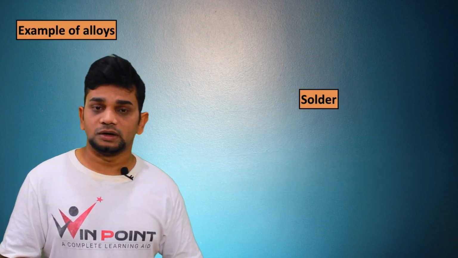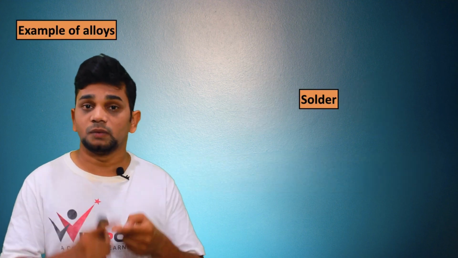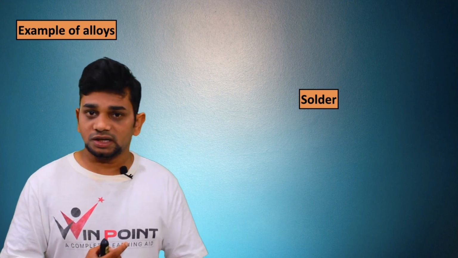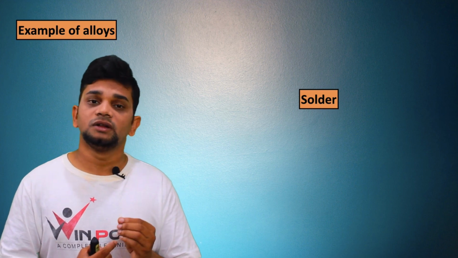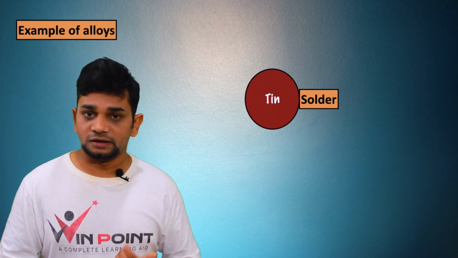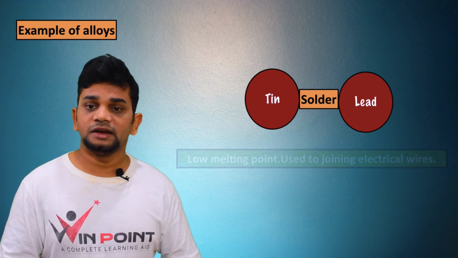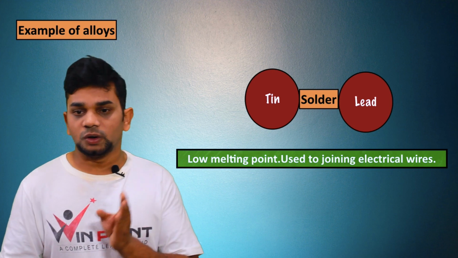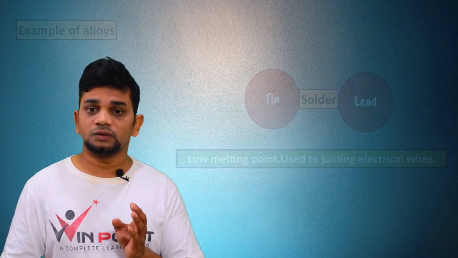Next one is solder. Solder we are using for connecting wires, in a soldering iron. This solder has a low melting point. That's why we are able to use this for connecting wires. Solder is the alloy of tin and lead. It has a low melting point and is used to join electrical wires. That is the use of solder.